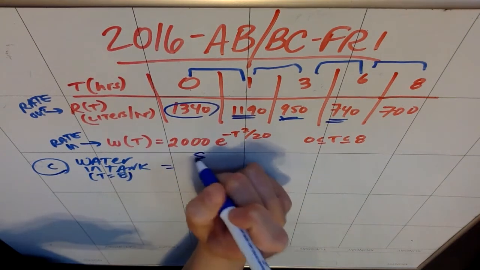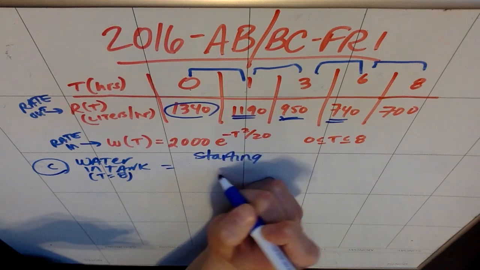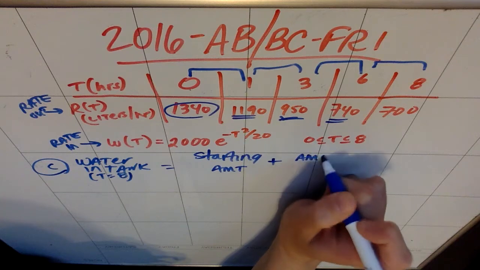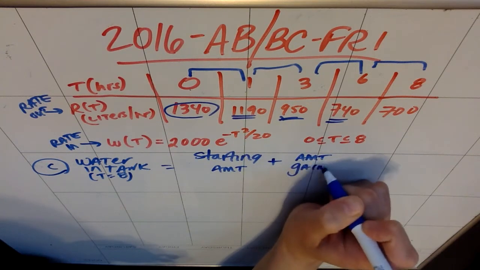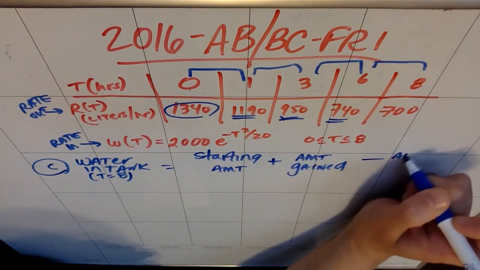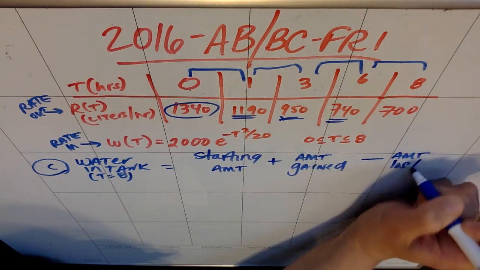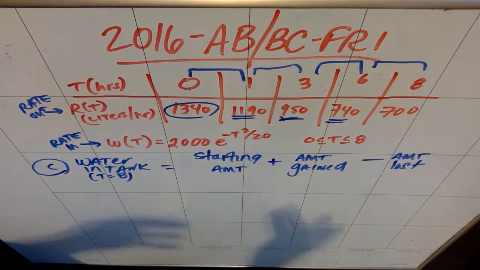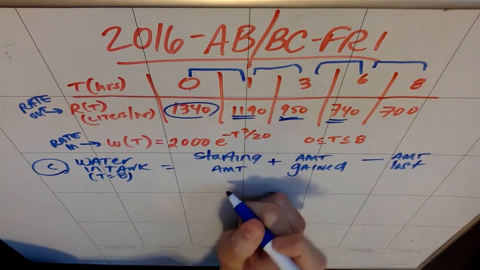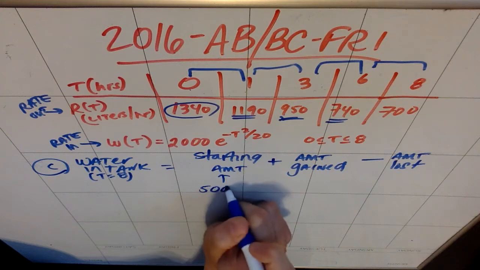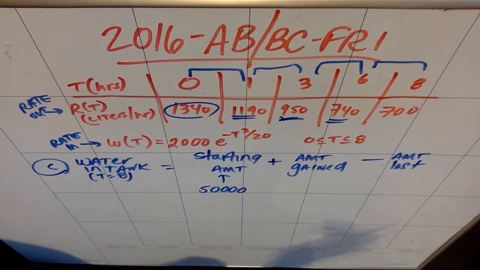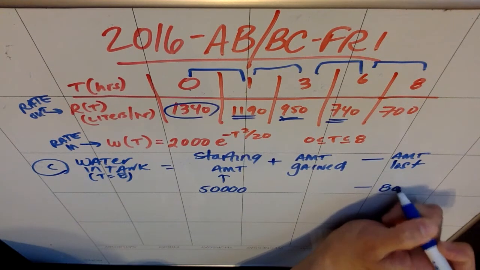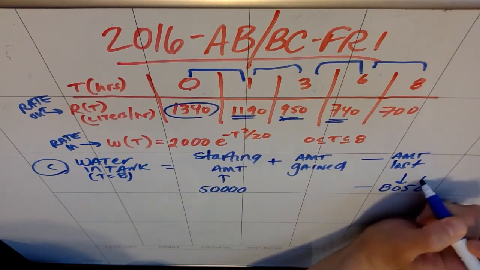What that's going to be is the starting amount of water, the amount of water that started in the tank, plus the amount that was added, the amount gained, minus the amount that was lost, right? So that's always what these problems boil down to. So now we just need to find a mathematical way to write this information. So we were told that the starting amount was 50,000. That's great. We just figured out how much water was removed. It was approximately 8,050, right? That was our answer to part B.